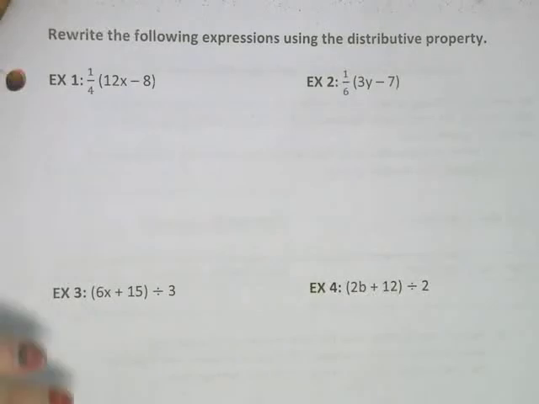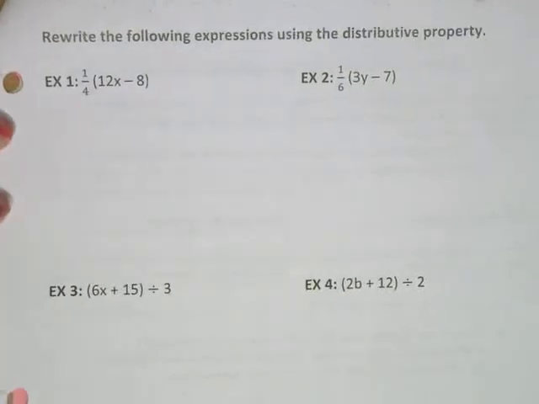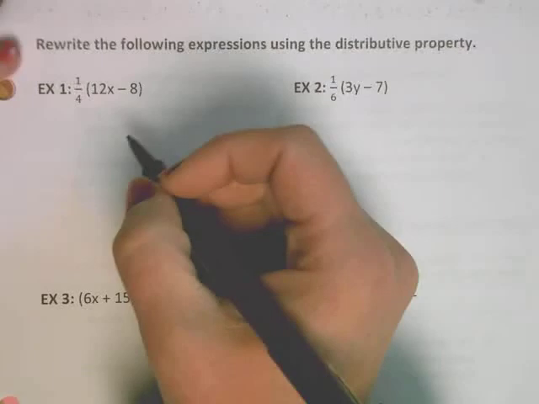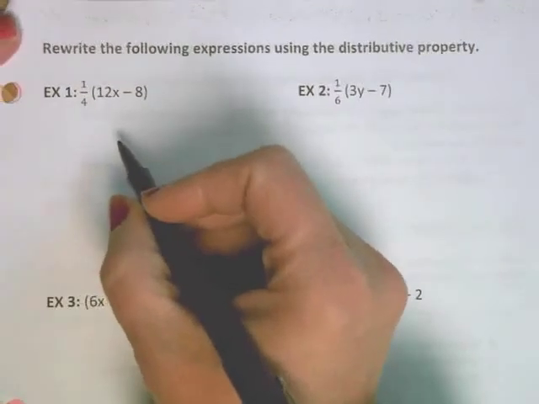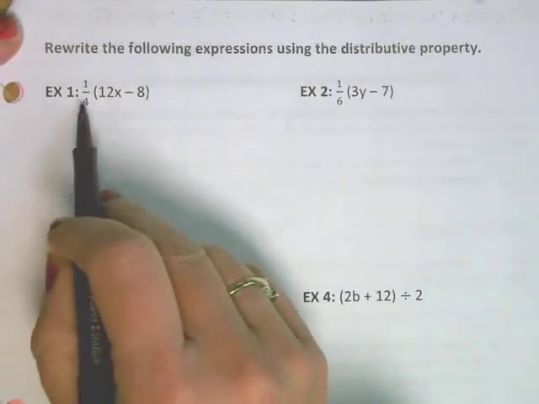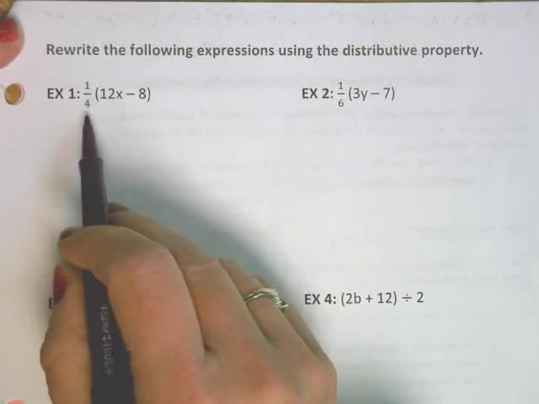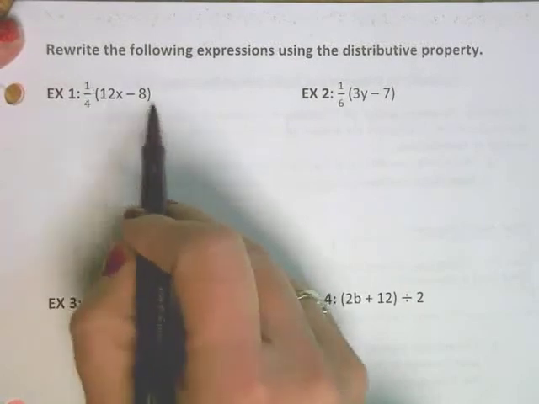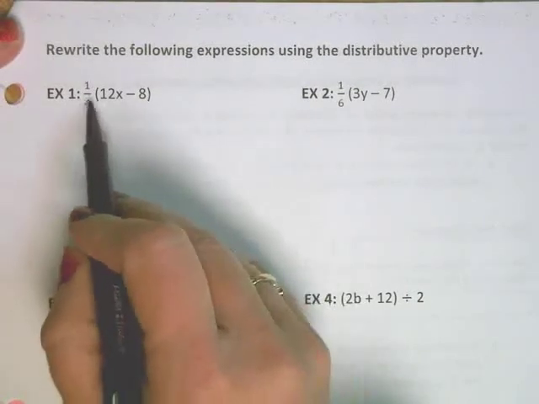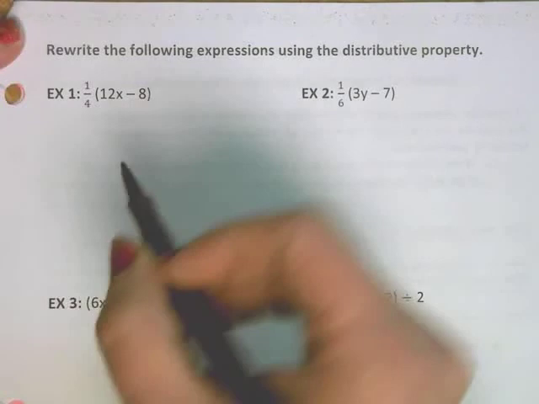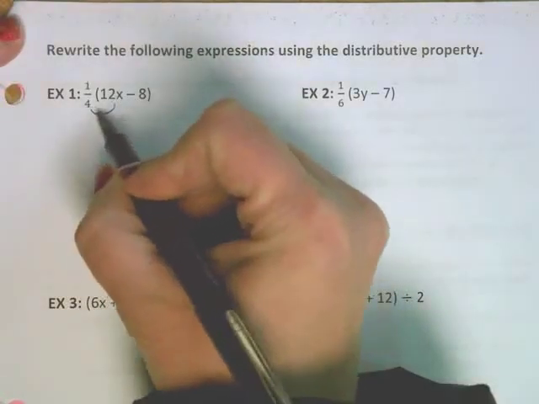Okay, hi guys. This is the last time we are going to do a little bit more notes on the distributive property, where we're just practicing a few different versions of what this could look like. So if we look at example 1 right here, we have a number, this time it's a fraction, in front of parentheses, and that fraction is being multiplied by these parentheses. So this is going to be an example of a distributive property.